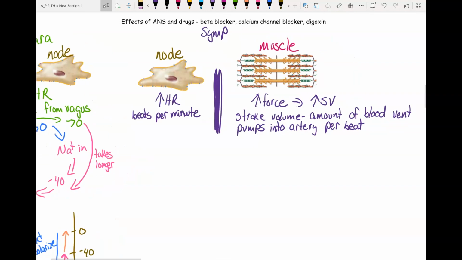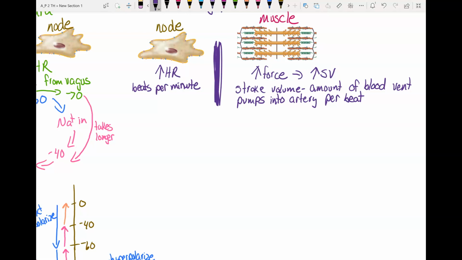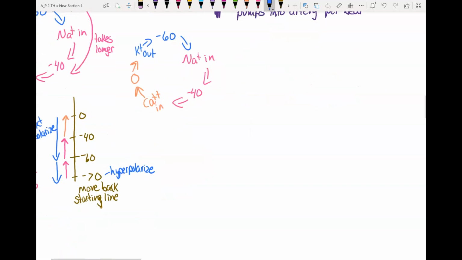Now let's look at sympathetic. Sympathetic is going to end up increasing heart rate, making the node go faster. So again, we have that cycle. We have negative 60, which causes the sodium gates to open. Sodium comes in, and you go to negative 40. This causes the calcium gates to open. Calcium comes in, you go to 0. This causes the potassium gates to open. Potassium goes out, you return to negative 60.